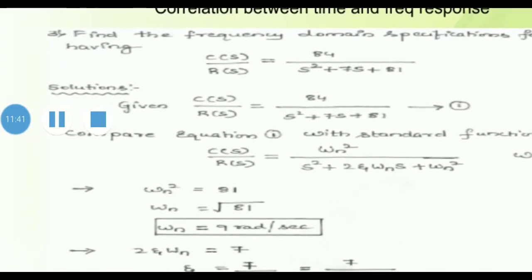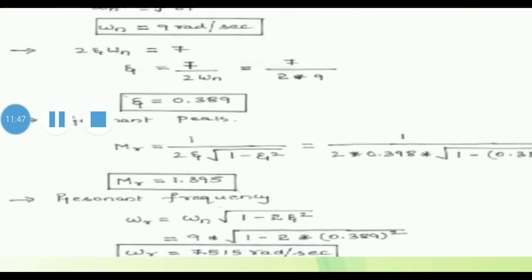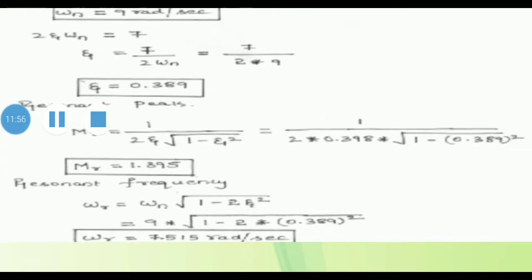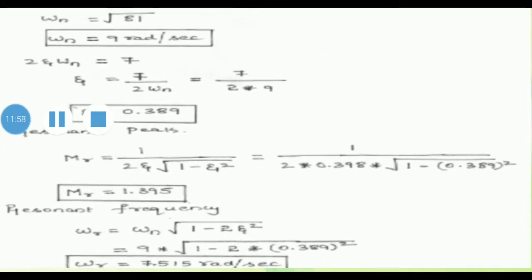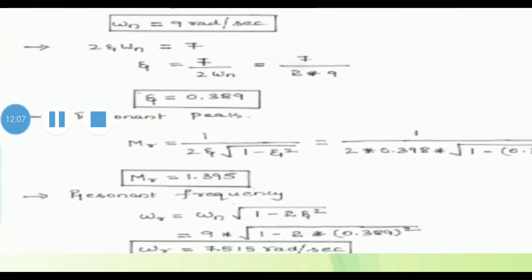So you calculate. Next, resonant peak. Mr is equal to 1 by 2 damping ratio into root of 1 minus damping ratio square. So substituting the values, 1 divided by 2 into 0.389 into root of 1 minus 0.389 square. So Mr comes to be 1.89.